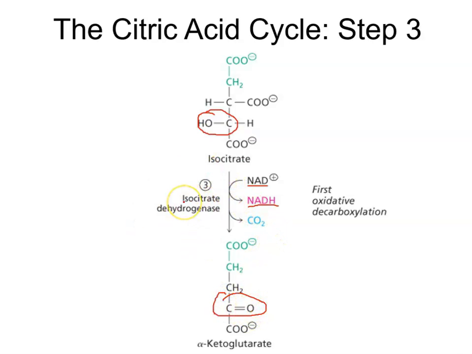Again, like many things, there are multiple reactions going on in each step with these enzymes. So we not only have an oxidoreductase, but we have a decarboxylase or a lyase. That's another type of enzymatic reaction. So two types of chemical processes, enzymatic reactions, are happening simultaneously with the enzyme isocitrate dehydrogenase.